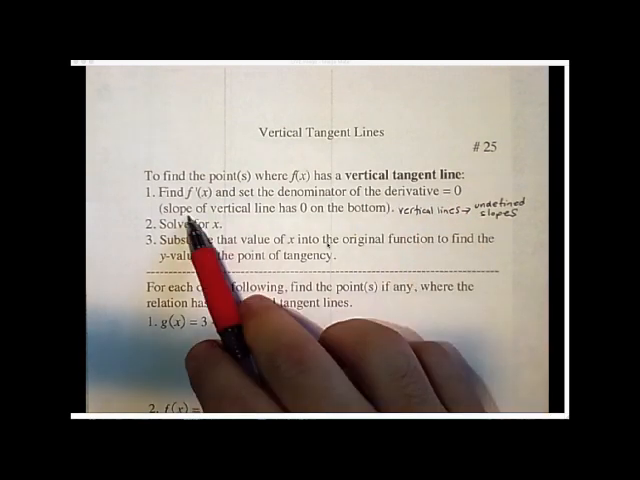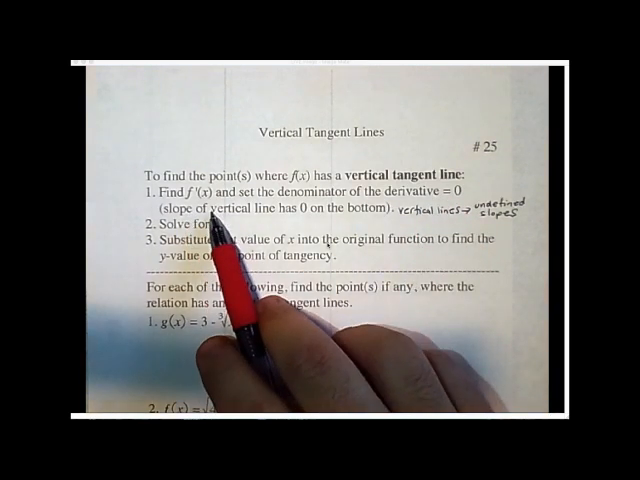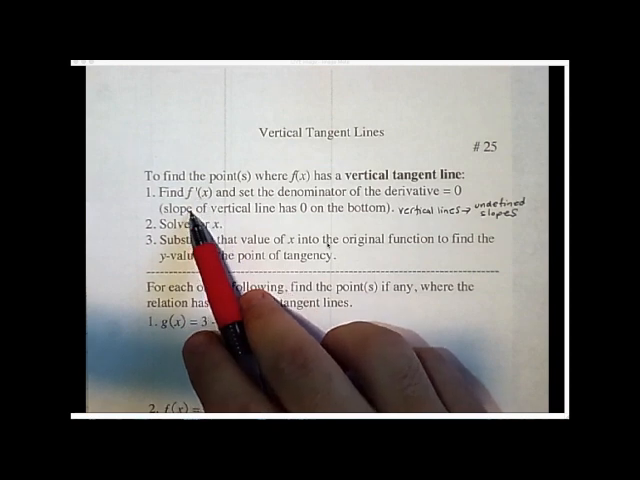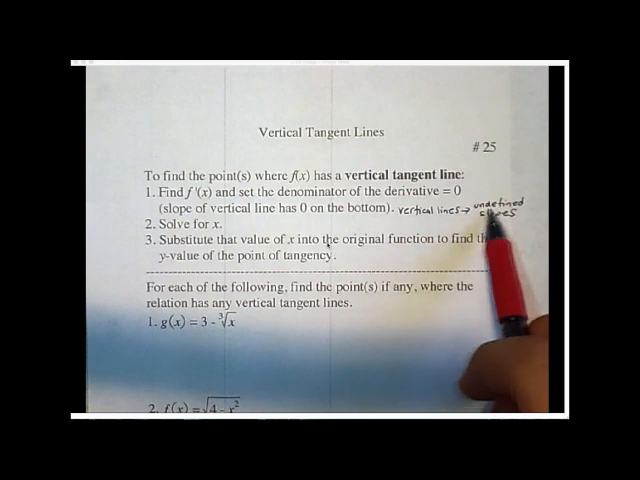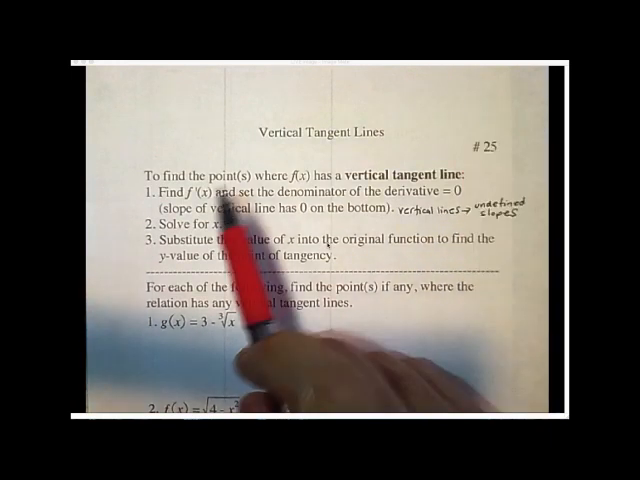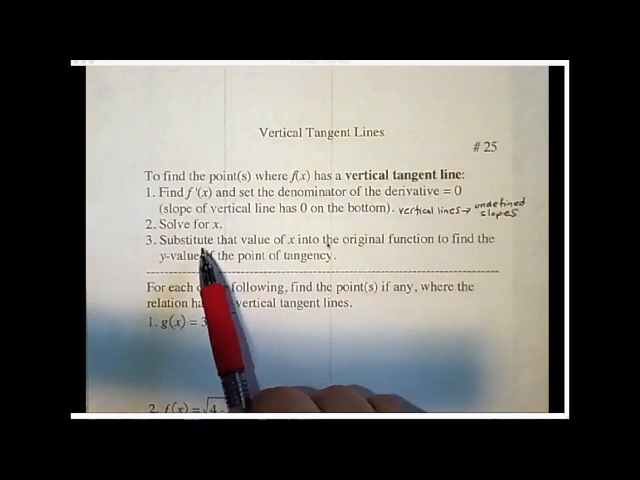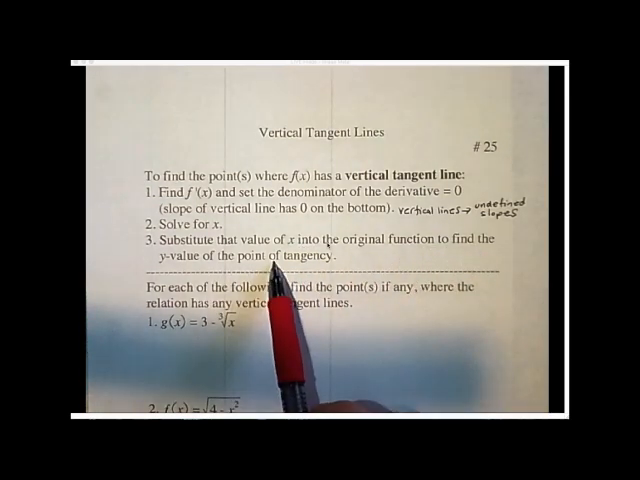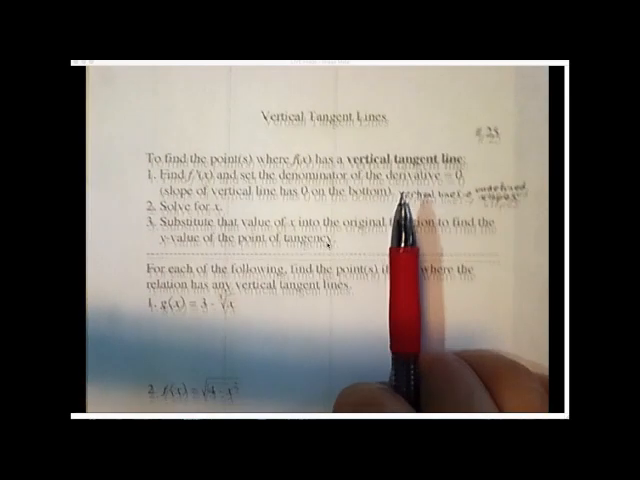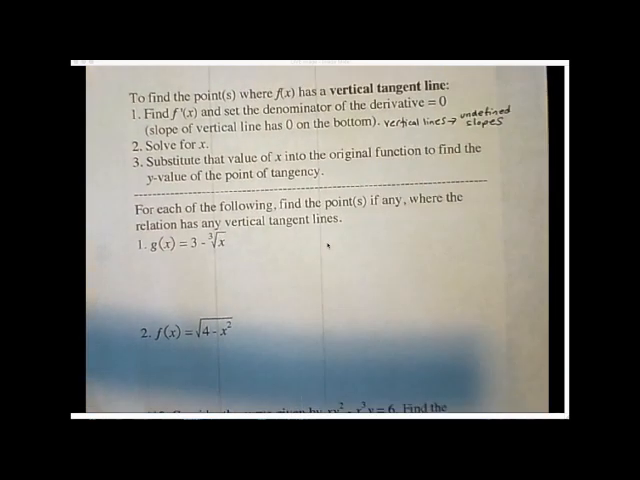And why do we do that? Because derivative means slope, and the slope of a vertical line has 0 on the bottom, because vertical lines have undefined slopes. Solve for x, then substitute that value of x into the original function to find the y value of the point of tangency. So let's jump into some examples so we can see this.